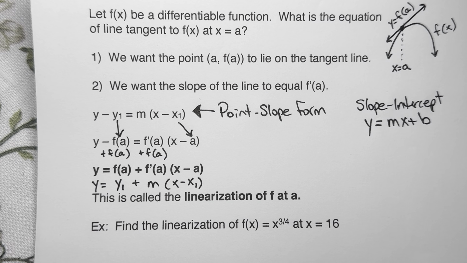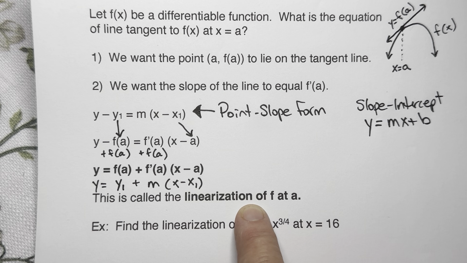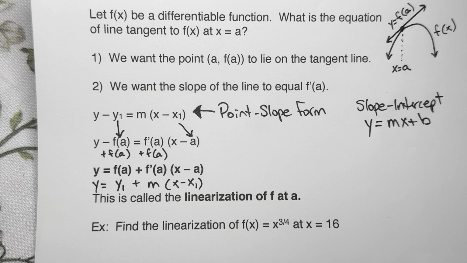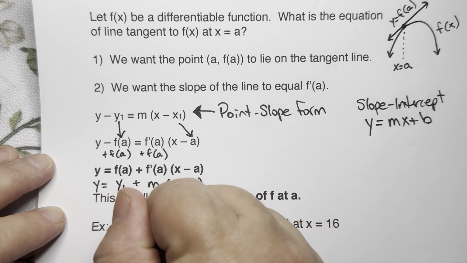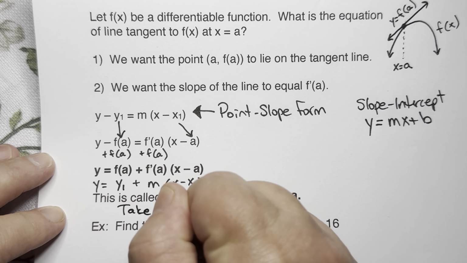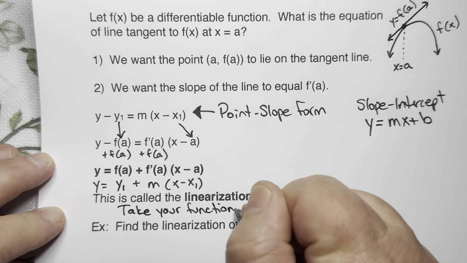We're going to go through the steps to find this. And when we do, we're going to call this the linearization of f at a, which sounds so fancy. But basically what we're saying is, take your function and make it a line.